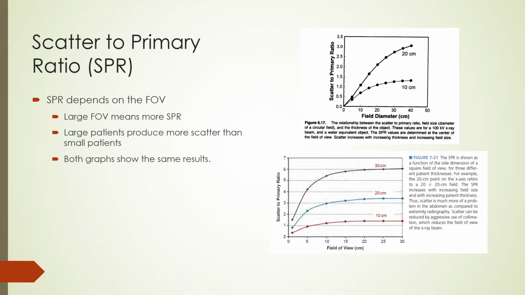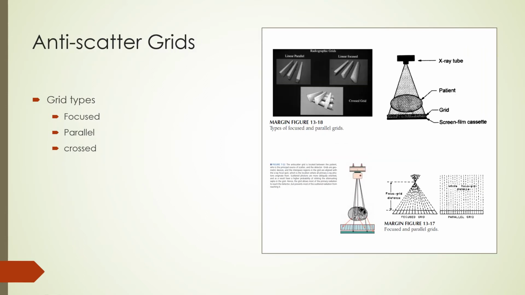The figures on this slide show how scatter to primary ratio changes at different field diameters or fields of view for different patient thicknesses. It is clear that the largest field sizes produce the largest scatter to primary ratios for different patient thicknesses. Scatter in an image is usually controlled by anti-scatter grids.